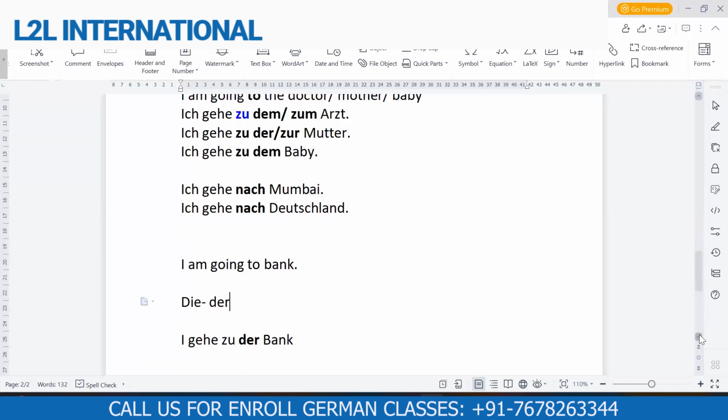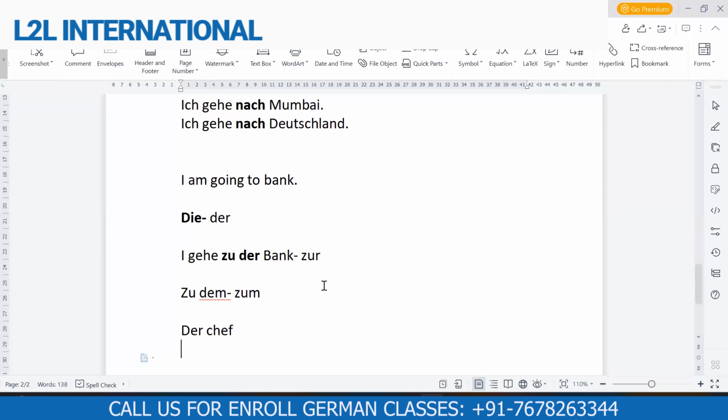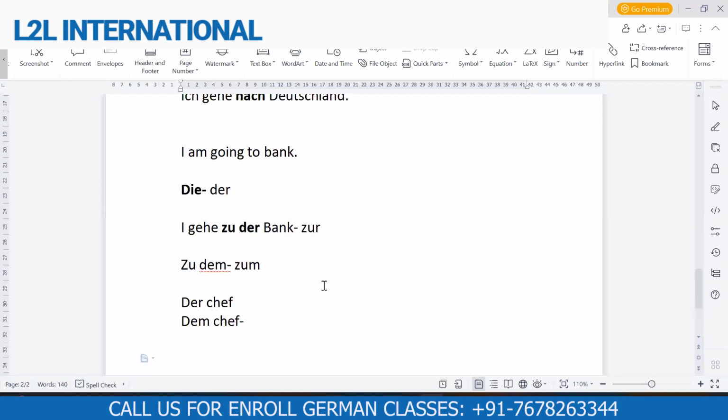Are you getting my point? This is "der" because of zu. Okay. The original article of Bank is "die Bank". So if zu and der are there, we will make it zur. But if for Chef it is zu and dem, then it will become zum, because Chef's article is "der Chef", which changes to "dem Chef" in German. So when "dem Chef" changes, it will become "zu dem Chef".